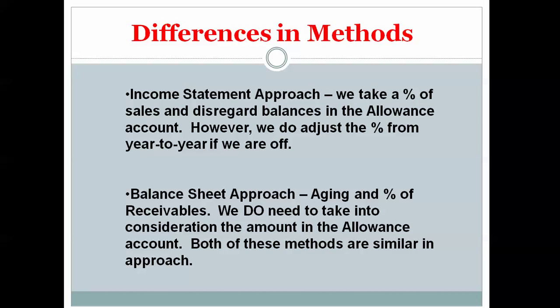So the differences in the methods are fairly substantial. In the income statement approach, we're just going to be simply taking a percentage of the sales, and if there is a balance in that allowance account, and I'll be demonstrating this in some problems, if we have a balance from the previous year in the allowance account, perhaps last year we had thought that 3% of our credit sales would not be collectible, and really only 2% ended up not being collectible. We've had a pretty good year. Well, maybe we're going to want to adjust that percentage amount, but we are not going to care what is in the allowance account. We're just going to adjust the percentage from year to year.